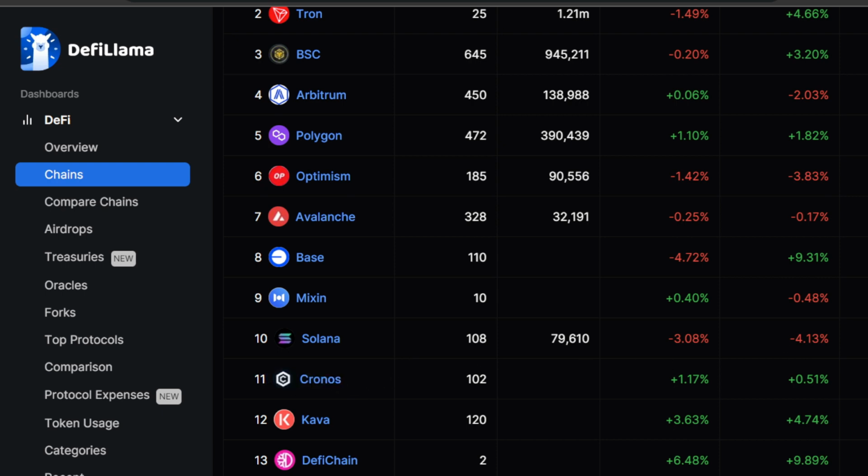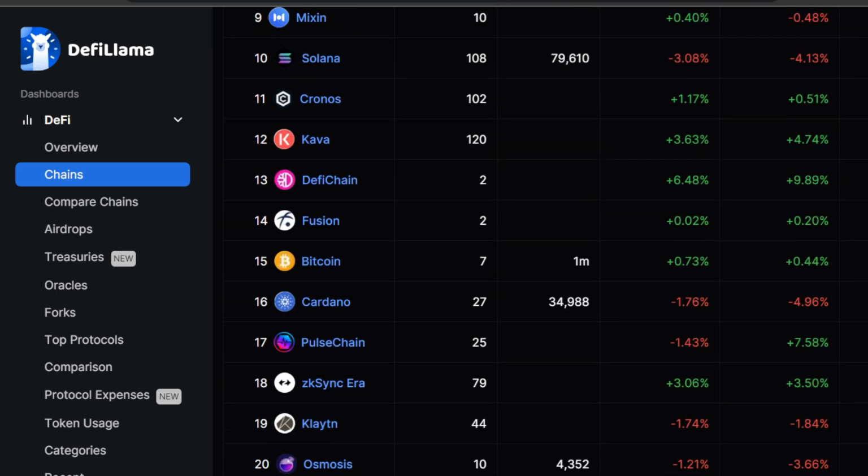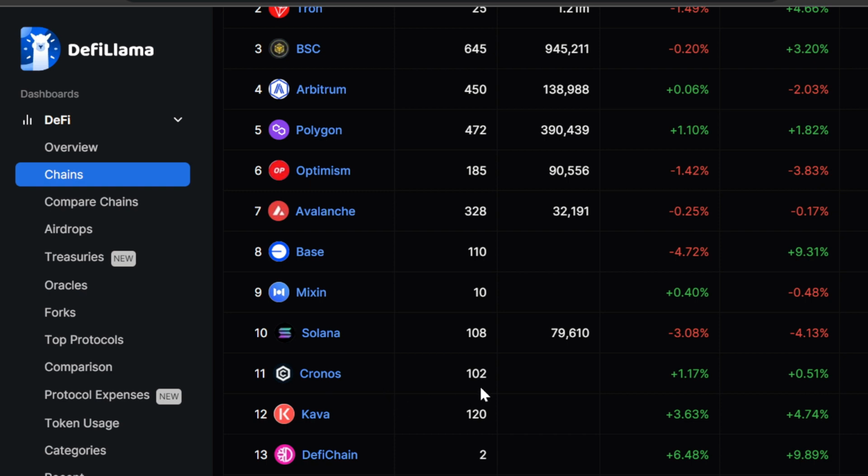So it's $290 million locked onto the blockchain right now, and that's up 1% in the past one day. Love to see that, man. Even though we fell out of that top 10, I love to see the money going up as far as total value locked.